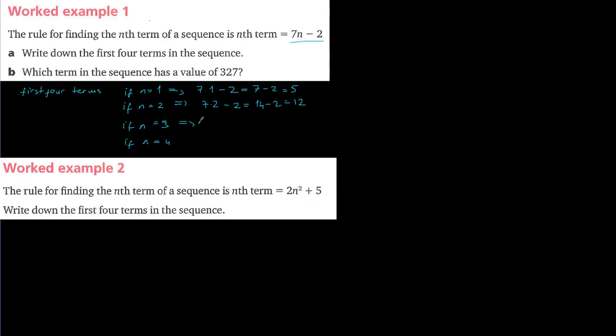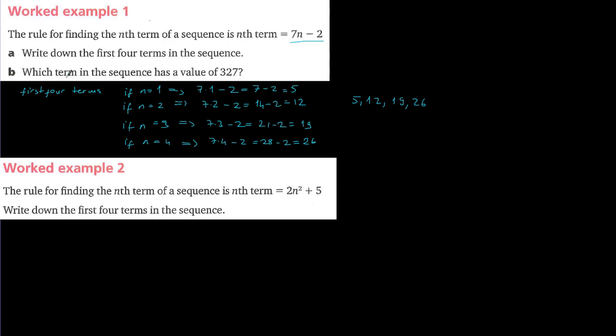The third term is 7 times 3 minus 2, which is 21 minus 2, equal to 19. And the last one, 7 times 4 minus 2, is 28 minus 2, equal to 26. So the first four terms are 5, 12, 19 and 26.